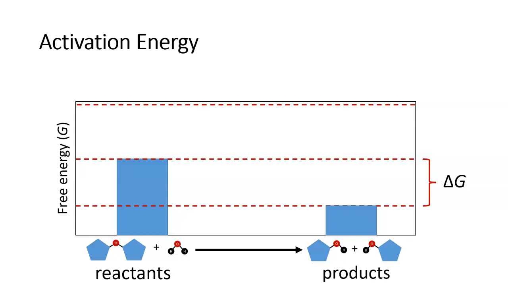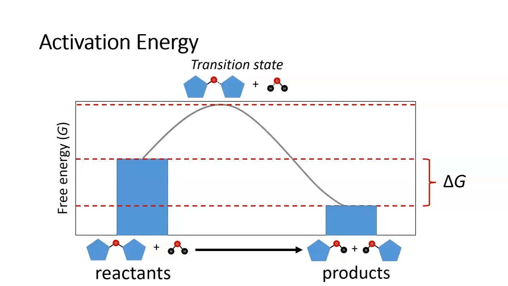So here we've got our reactants and our products, and then our transition state has a higher amount of energy. We can trace that energy pathway as we progress through the reaction, and that difference between the reactants and the transition state is our activation energy.